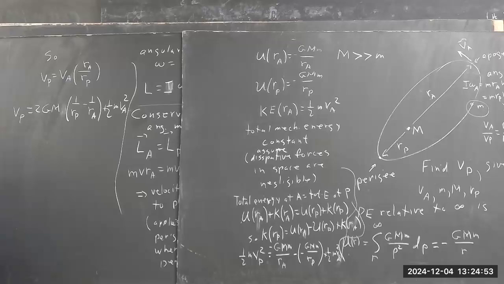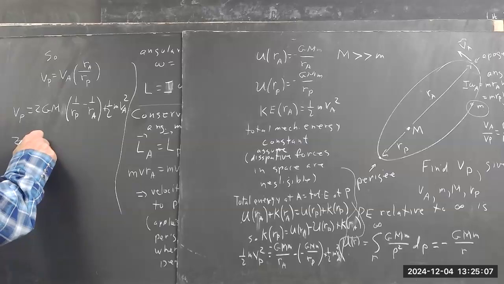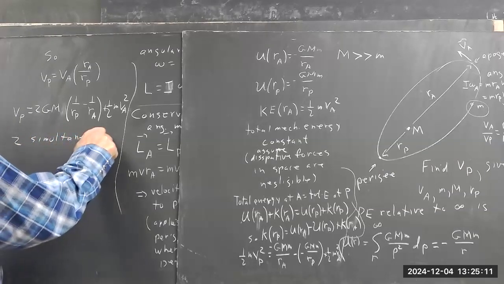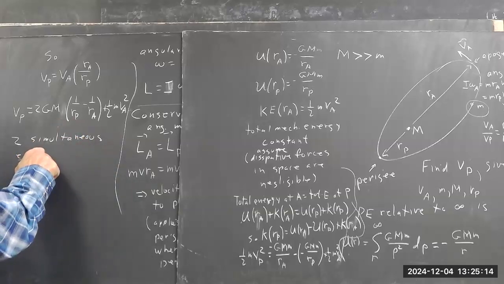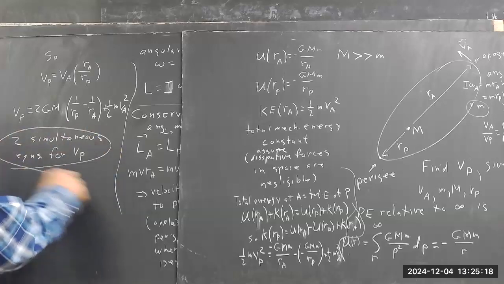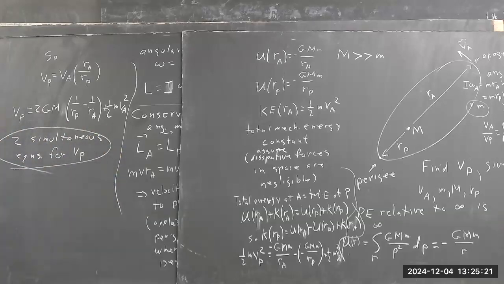So both of these conditions have to be satisfied. What this does is gives you 2 simultaneous equations for VP. Okay.